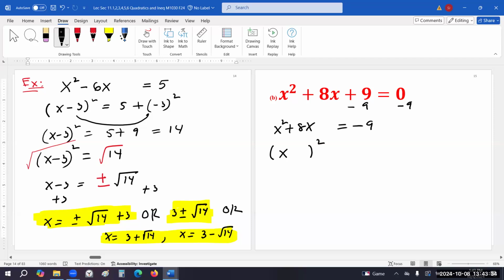Why is it minus? What is your b? So b is positive 8, so that number should be positive half of that amount. And now what are you adding on the other side? 16, which is this number squared. So we have (x plus 4) squared, and how much is negative 9 plus 16? 7.